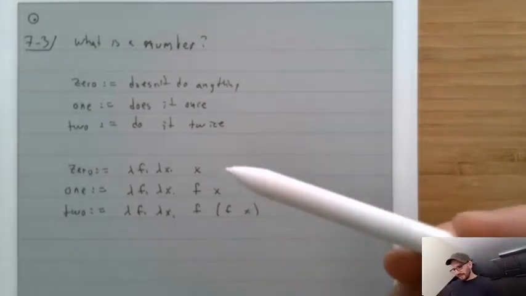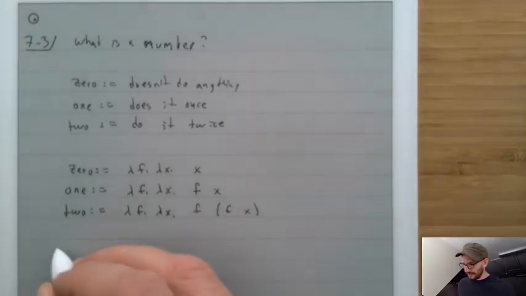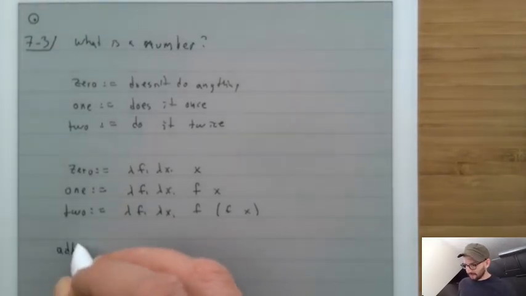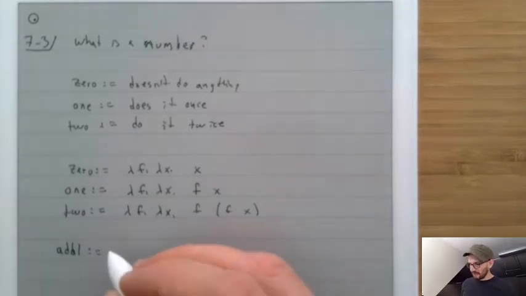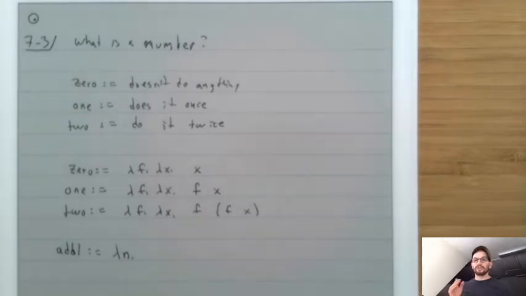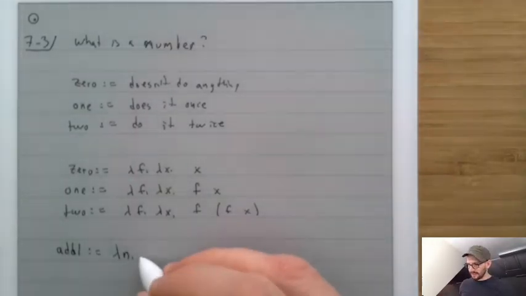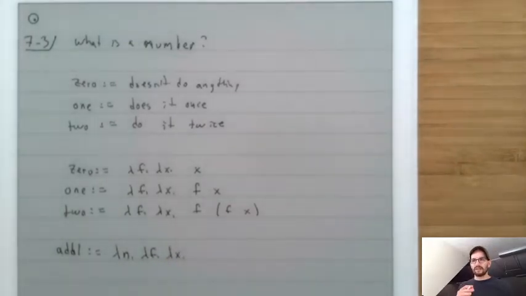Now, from this definition, we can build a library of functions that operate on these things. For instance, we could write the add1 function, meaning that it takes a number and returns one more. So what does add1 do? Well, add1 takes a number, n, and it returns a number. Numbers are things that take an f and then take an x. Okay, so now it's a number.